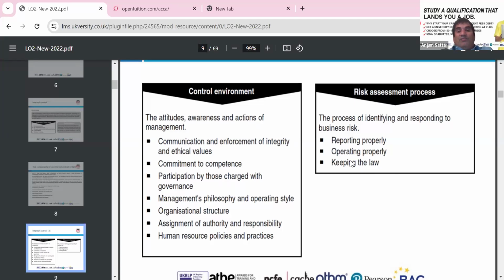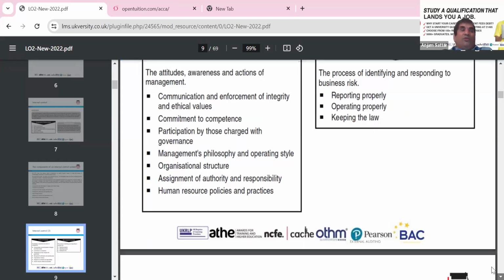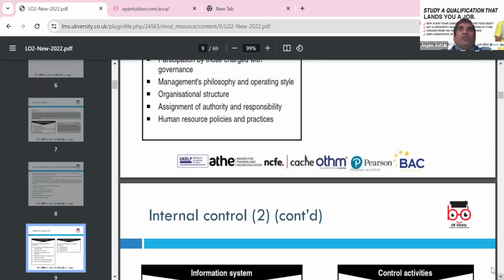So risk assessment, reporting properly. How often do we do the reports? Once a year, quarterly, audit once. Yes, so we keep in view whether the law and all the requirements are being met. Like, if you're recruiting somebody as a new employee, what is your reference process? Have you checked the identity? Yes, all the legal requirements you meet. You have a control system in place.